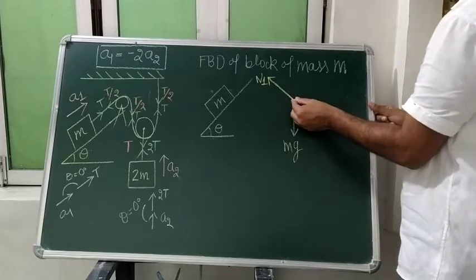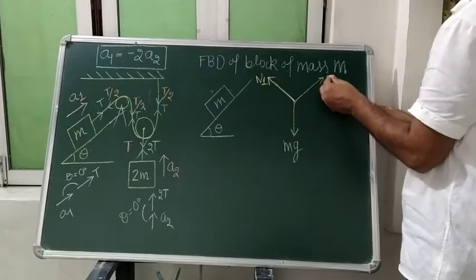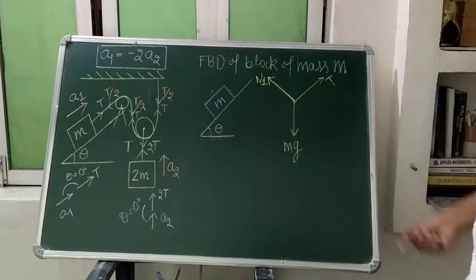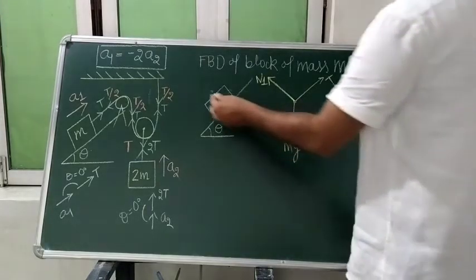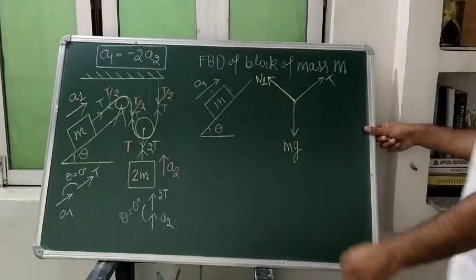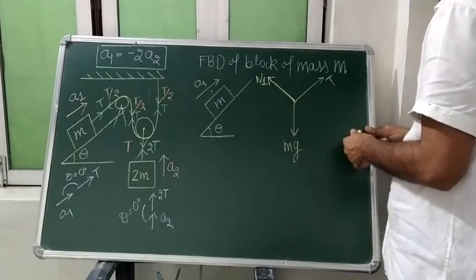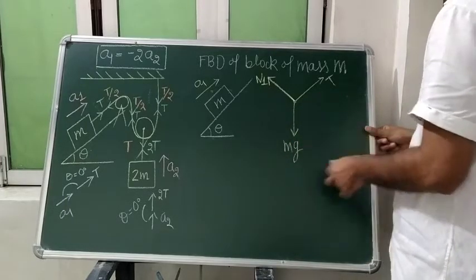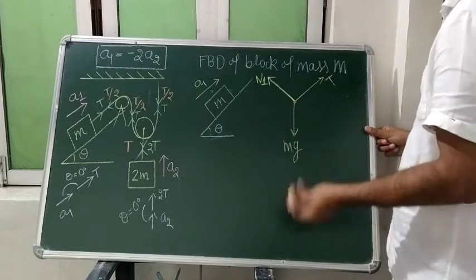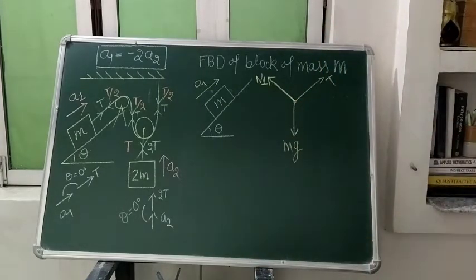And of course tension T is acting in this direction, along the inclined plane, and the block is accelerating with an acceleration of a1. Is there any other force acting on it? No. Only these forces are acting on it. We have assumed our surface is frictionless, so no friction force will act on it. So you can write up to here first.